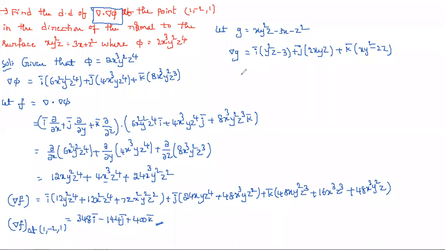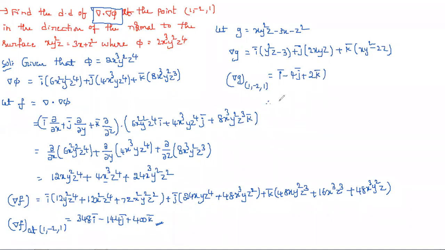And now at this point we need to calculate, right? So at this point is nothing but del g at the same point. If they don't mention anything, the same point we have to choose. If you take x as 1, y as minus 2, and z as 1, we'll simply get i times 4 minus 3. Next here it is having minus 4z. And next here xy square is nothing but 4 and this is minus 2, so plus 2, so plus 2k. So this is del g at this point.